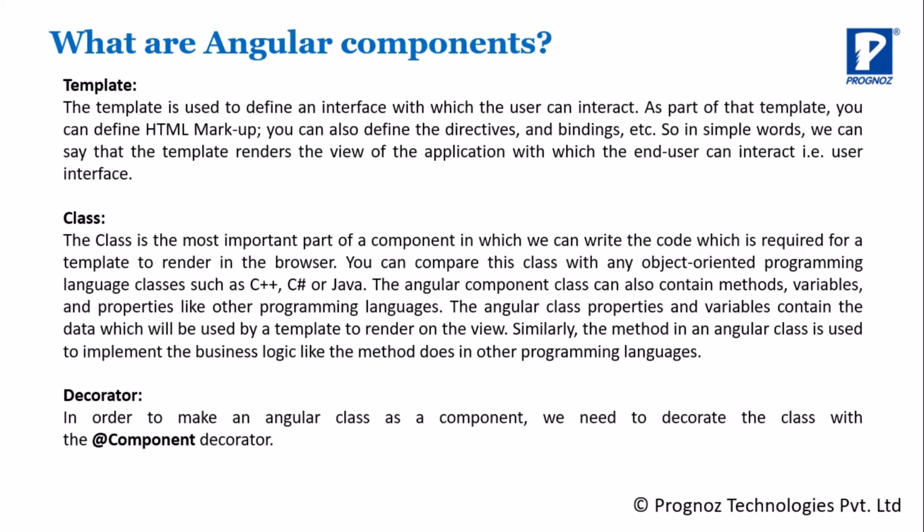The Angular component class also contains methods, variables, and properties like other programming languages. Angular class properties and variables contain the data, where we can define the data, and the data can be presented in the template, which will be used by the template to render in the view. The method in the Angular class is used to implement the business logic. A method we can also call a function.